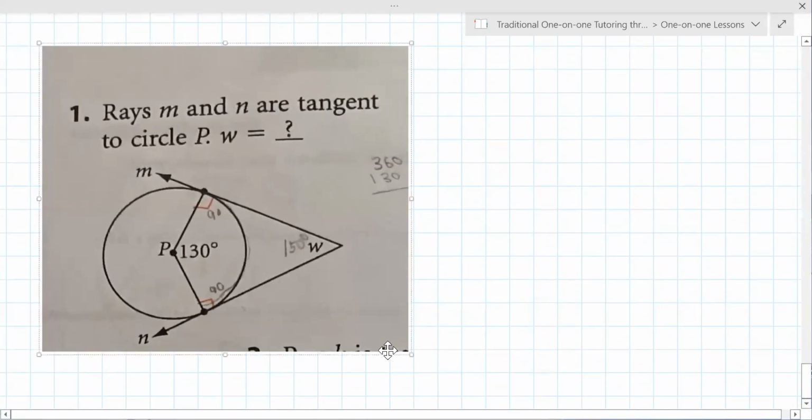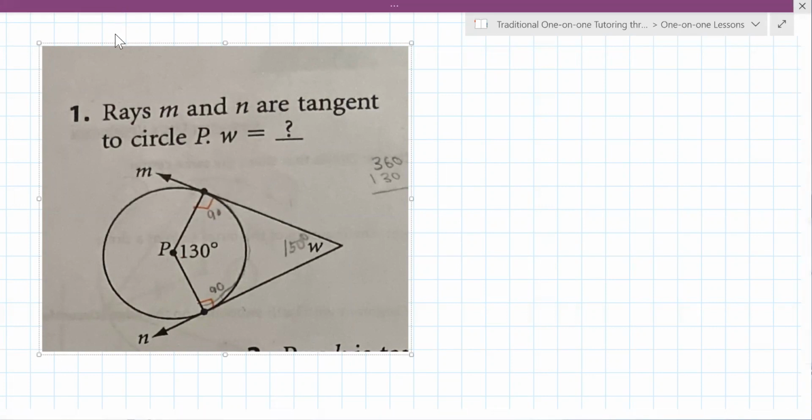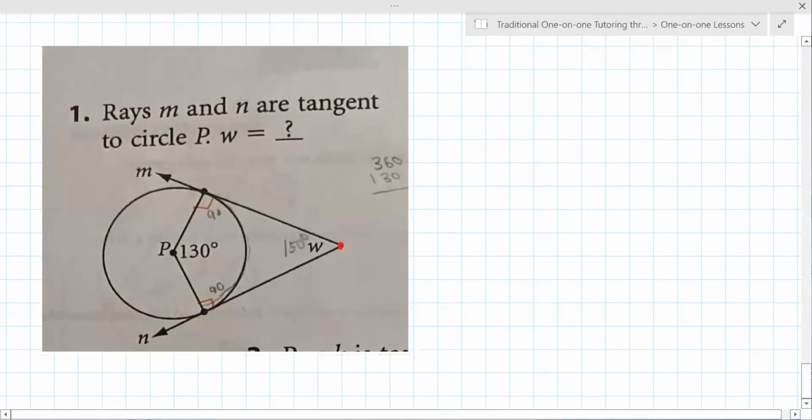Okay, rays M and N are tangent to circle P. So what that means, let me use a different color here. They're starting over here, they shoot off, and that was not drawn well. They only hit the circle in that one place, in that one spot. So they're tangent, they just touch there.